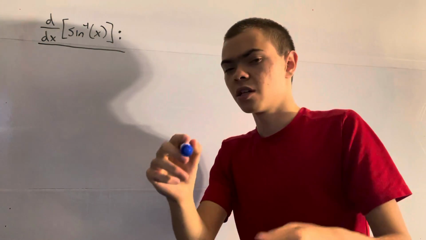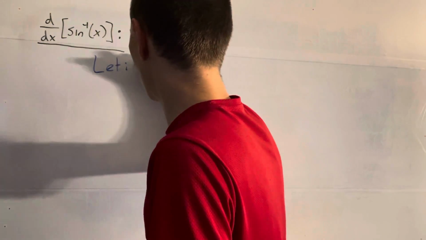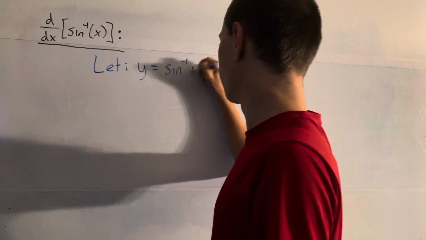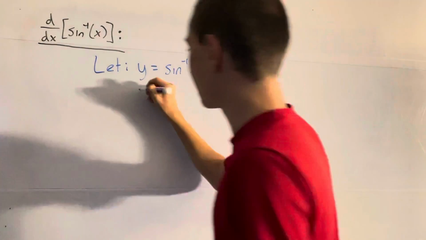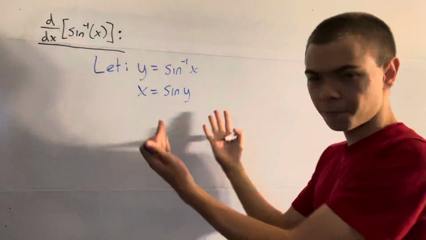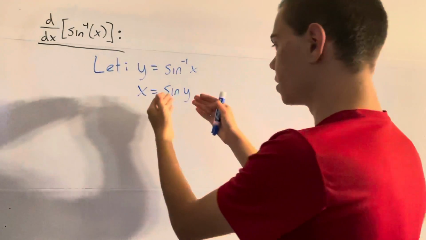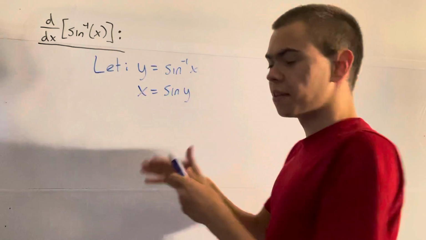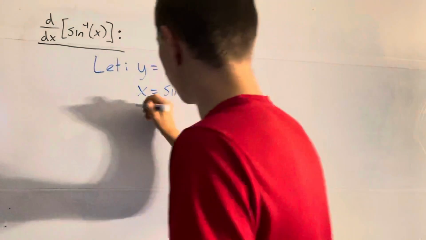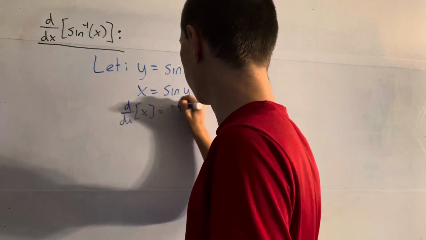So let's just say that y is equal to the arc sine of x. If this is true, then that means that x is equal to the sine of y, right? And so pretty much all we have to do now is differentiate both sides with respect to x and then just solve for dy over dx. So that's what we're going to do, right? The first thing, we're going to take the derivative with respect to x of both sides of the equation.